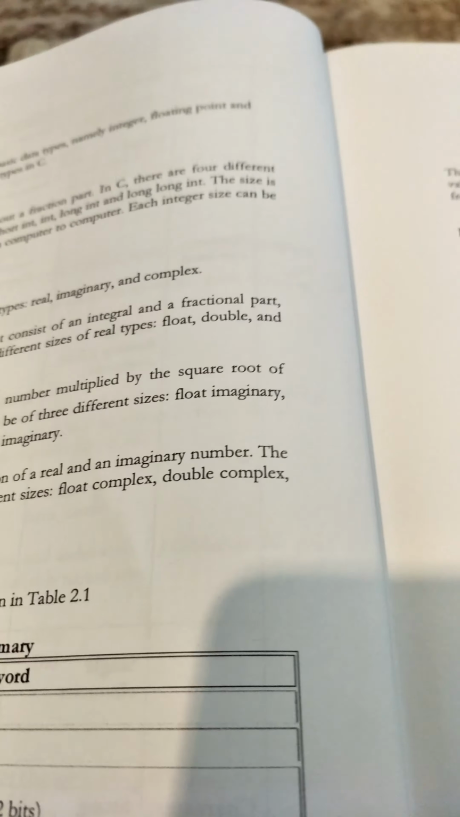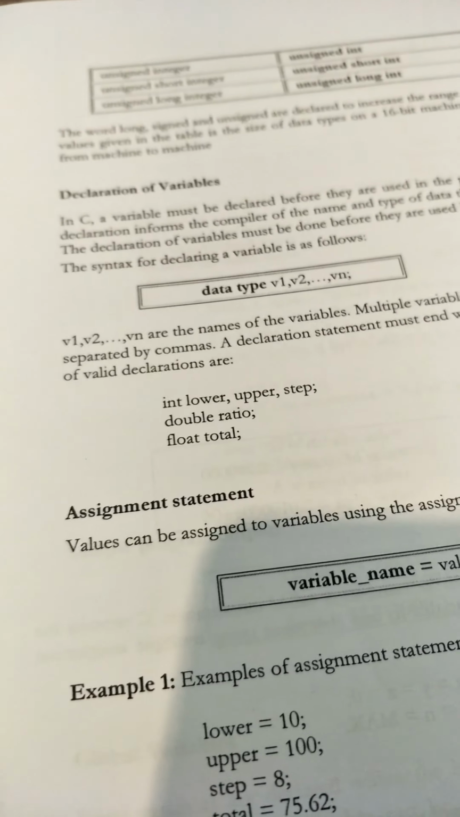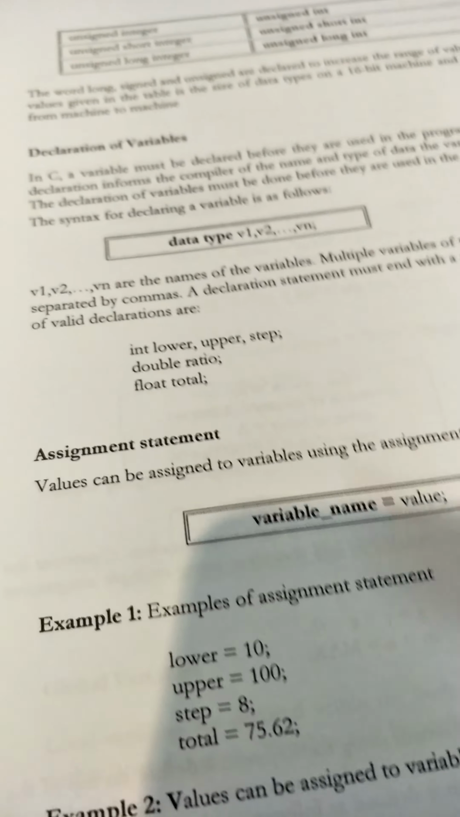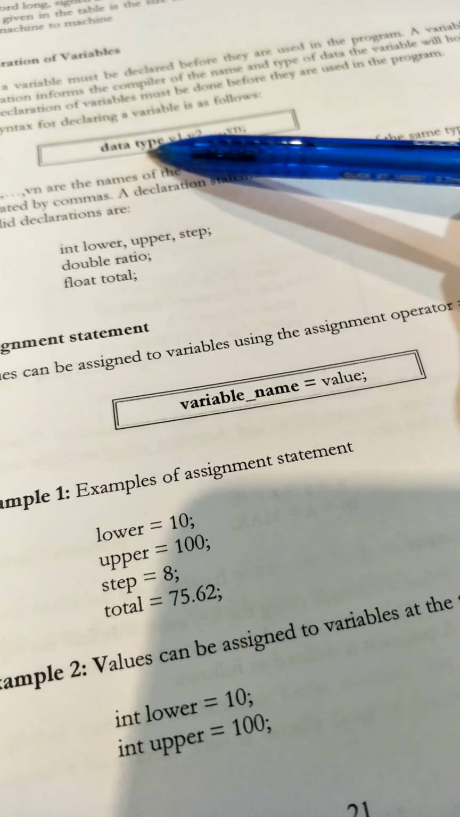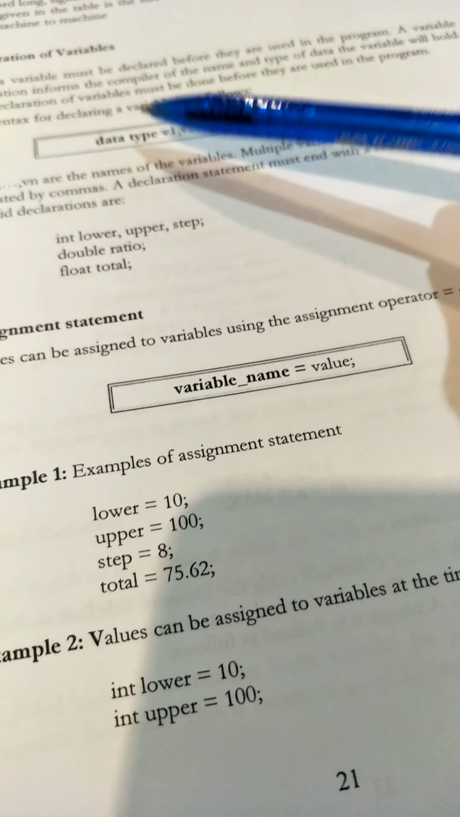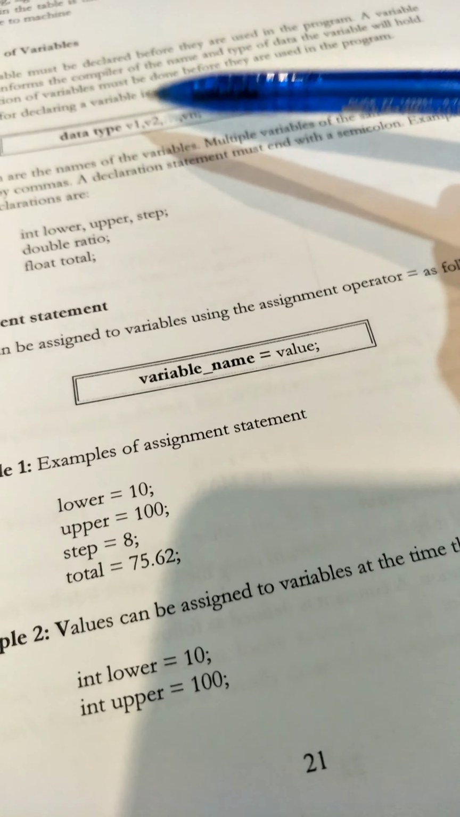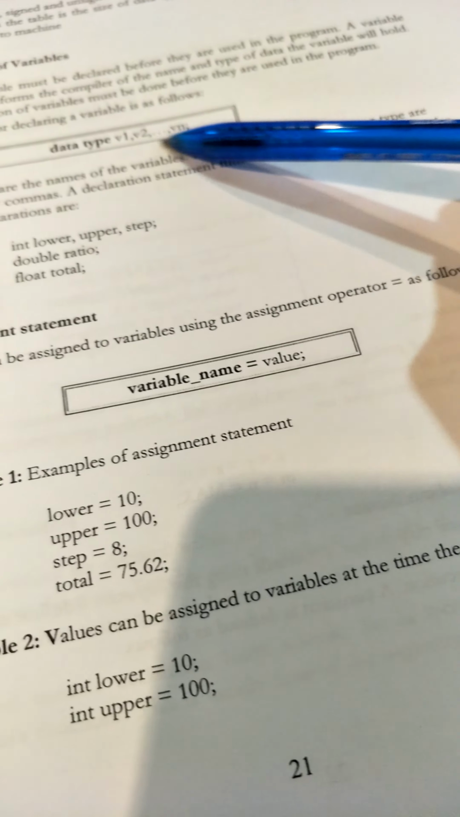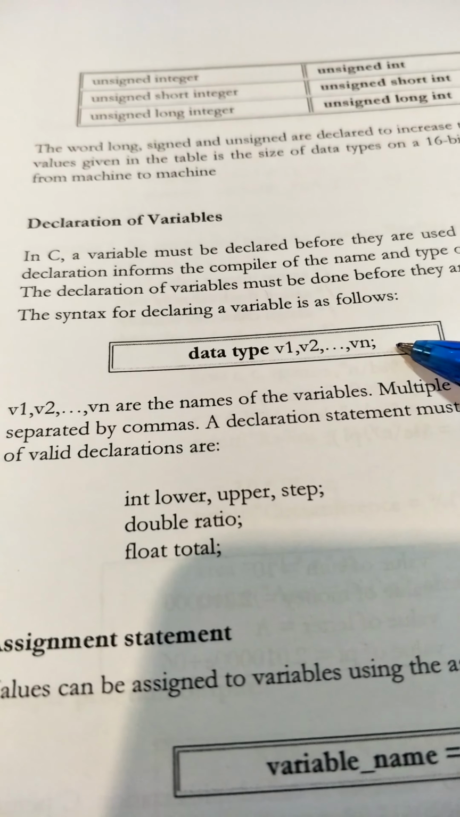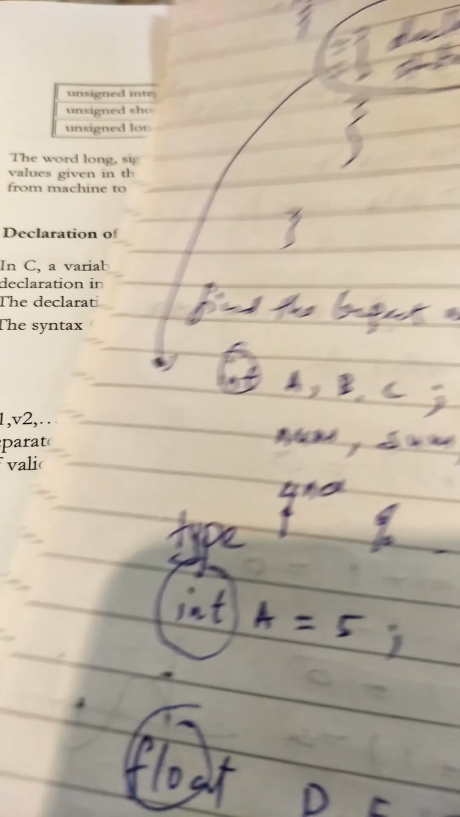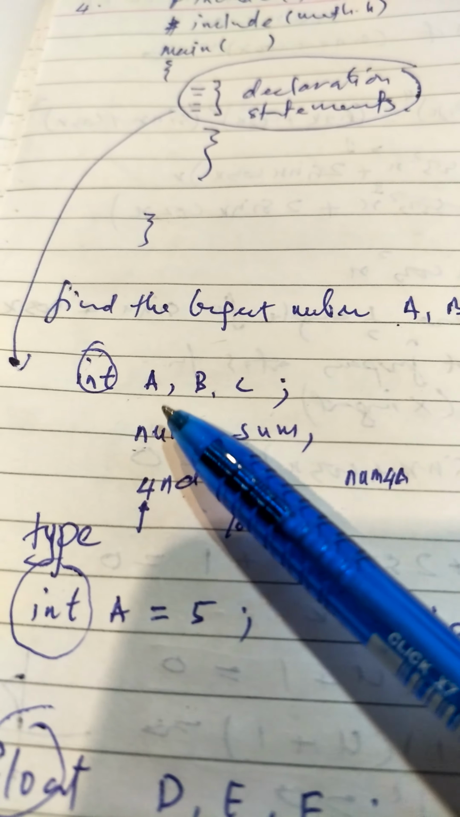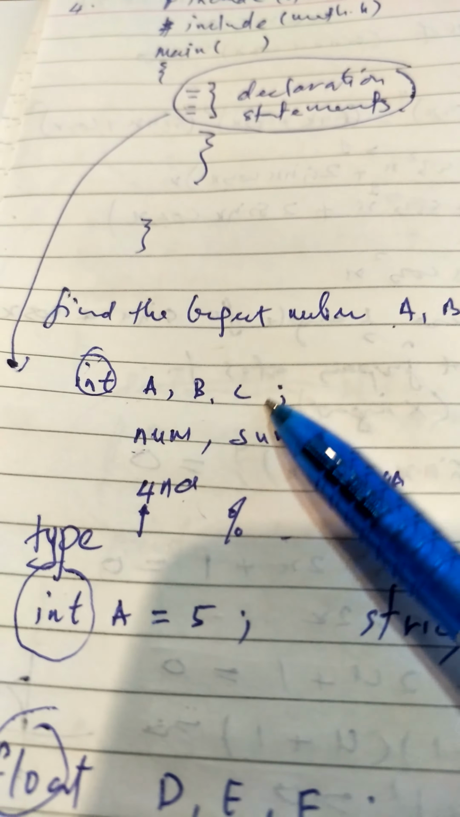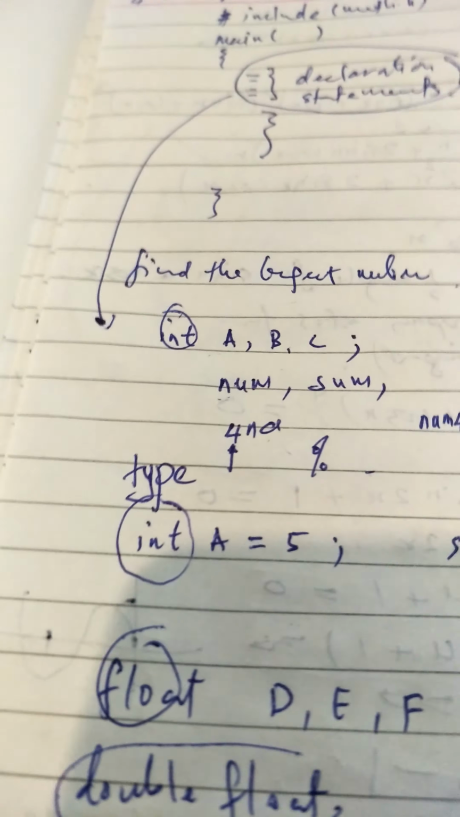This is the declaration of a variable, as in the example I gave earlier. We have a data type, integer or character or floats, followed by a list of variables. In the same example here, the data type is integer, and the variables are A, B, C. Let me give you another example.